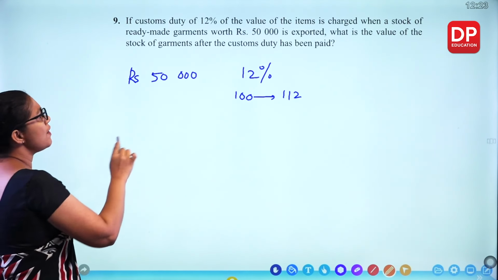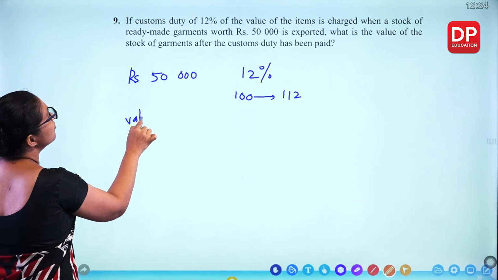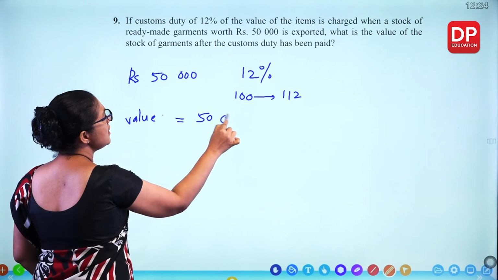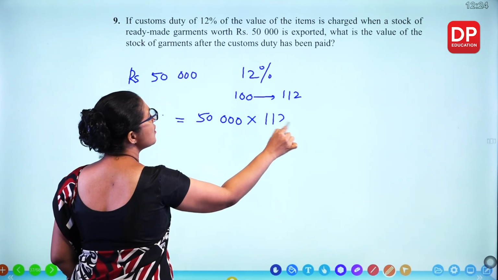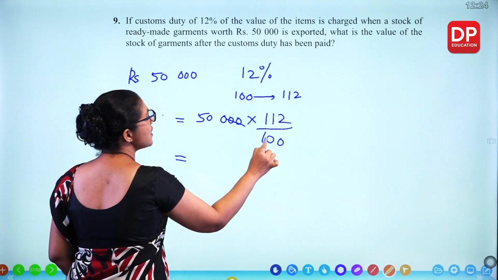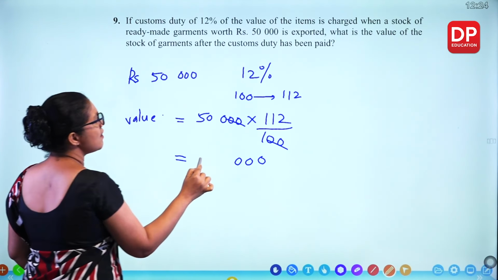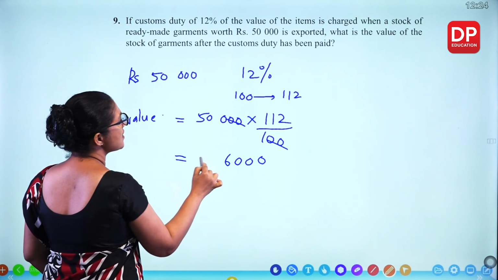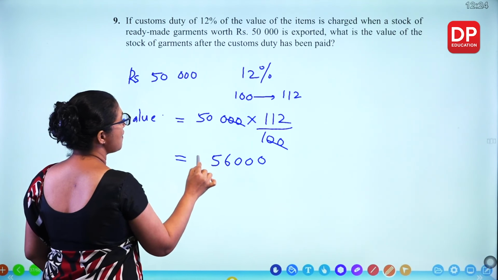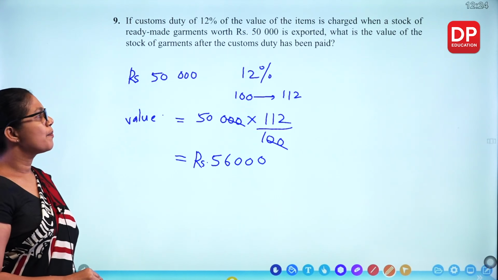So you can straight away find out the value you have to pay. 50,000 multiplied by 112 and divide by 100. Two zeros get cancelled out. 5 times 2, 10. 5 times 1, 5 plus 1, 6. 5 times 1 is 5. So you have to pay 56,000 rupees.